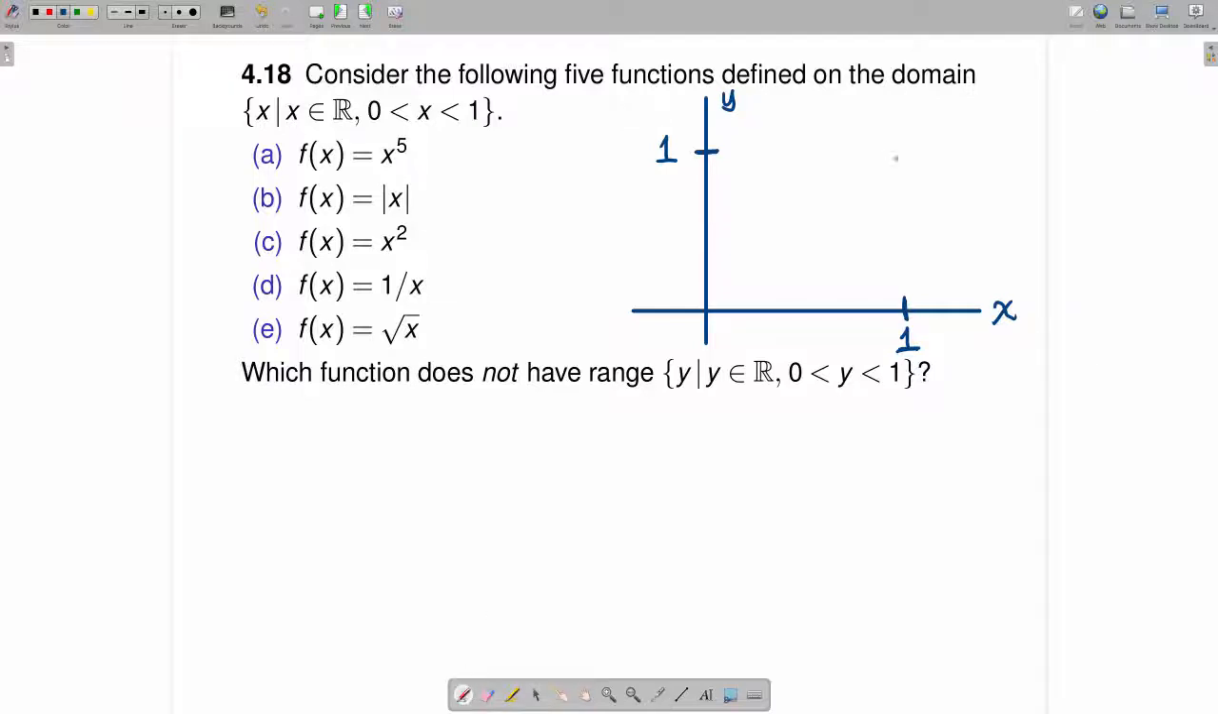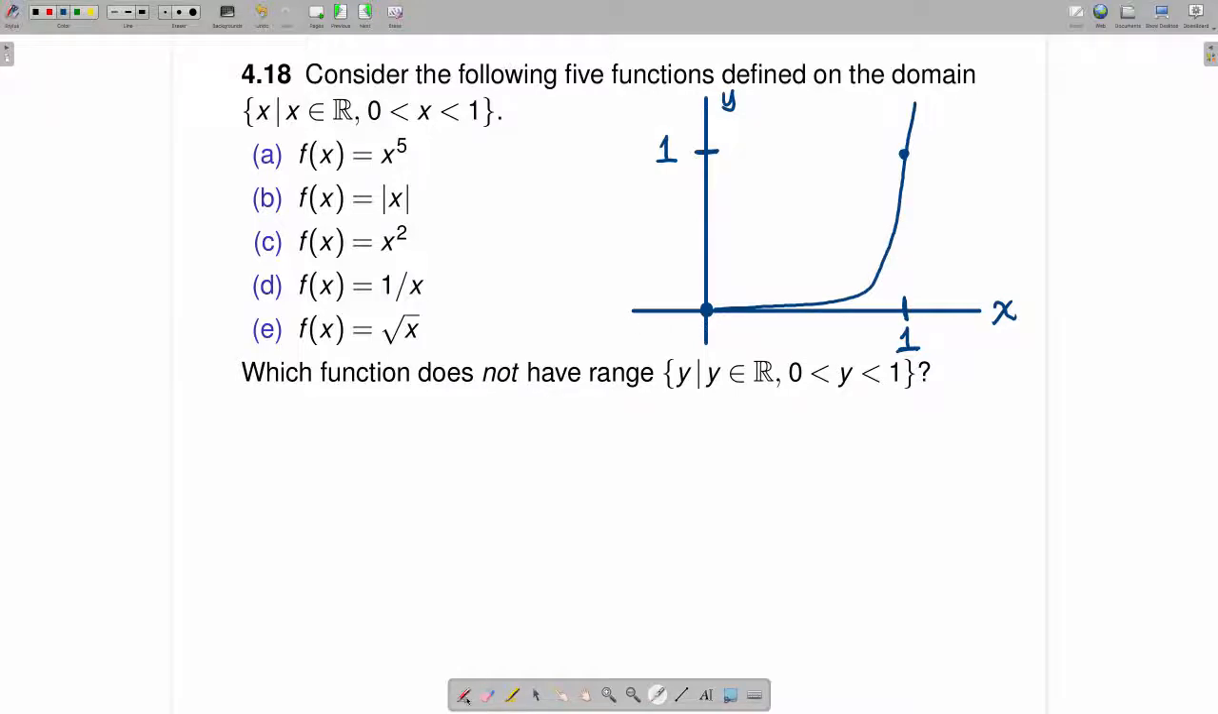Y equals x to the 5th. That function connects the point 0, 0 and the point 1, 1 in a fashion that looks something like this. There is y equals x to the 5th power, and as you can see, on the domain 0 to 1, which is given, the range in this case will be y values between 0 and 1. So this is not the one that doesn't have that range, so that will not be the answer.